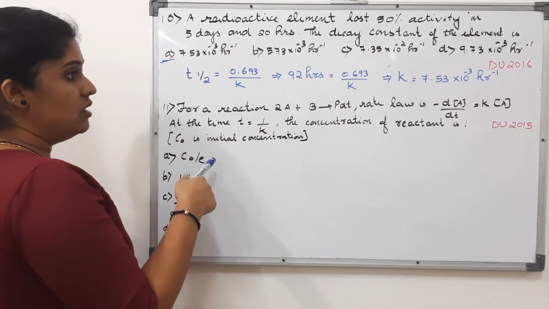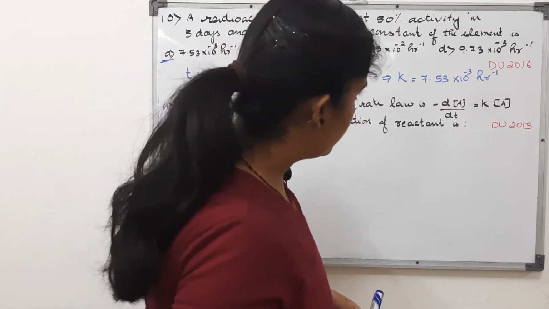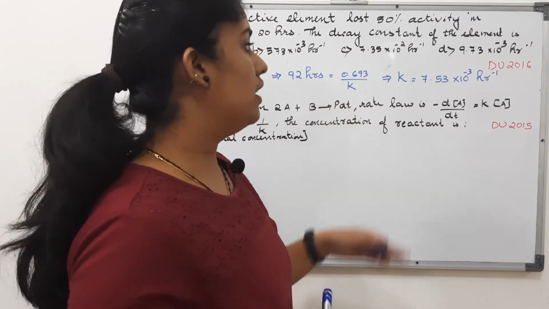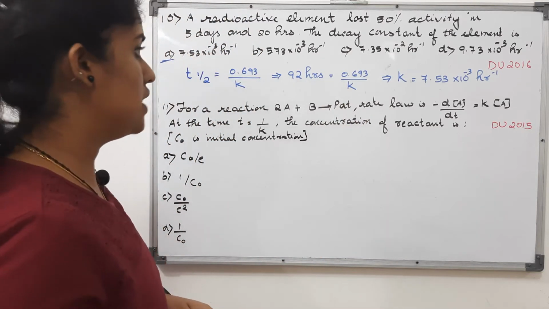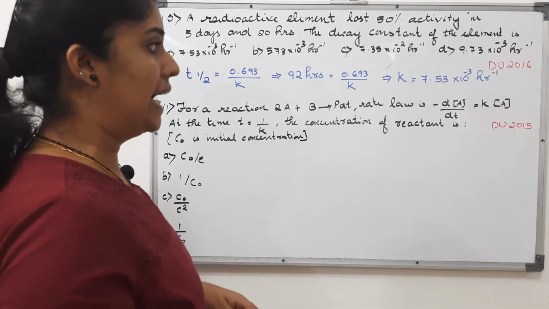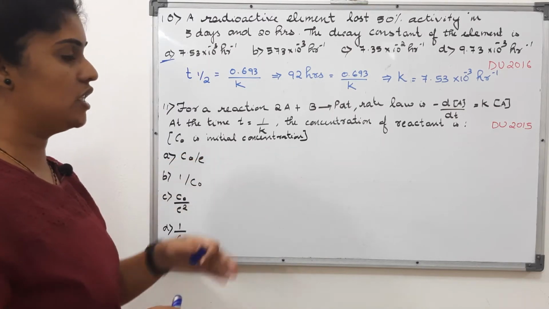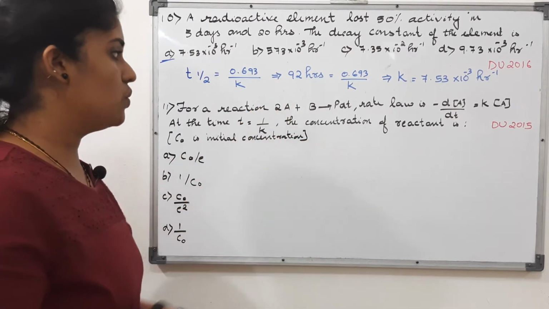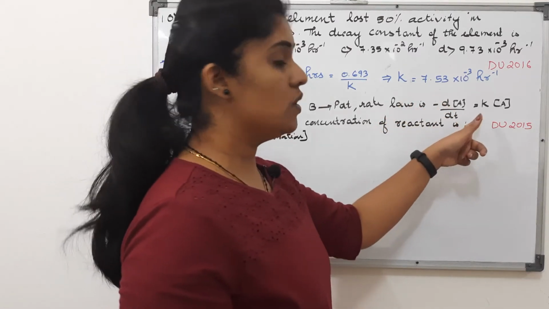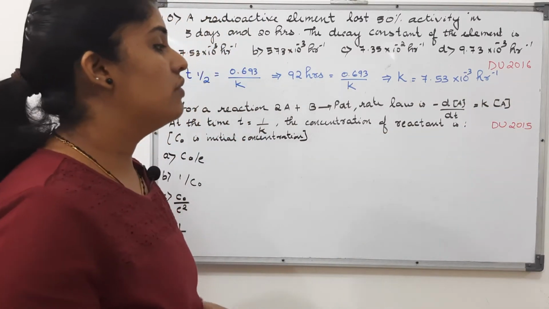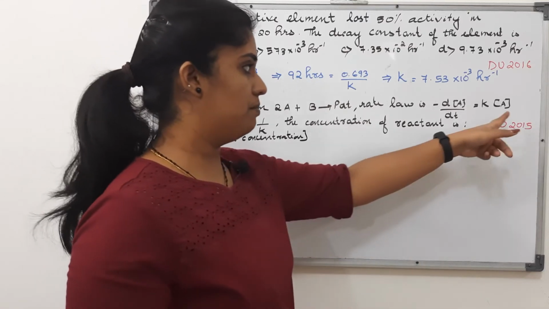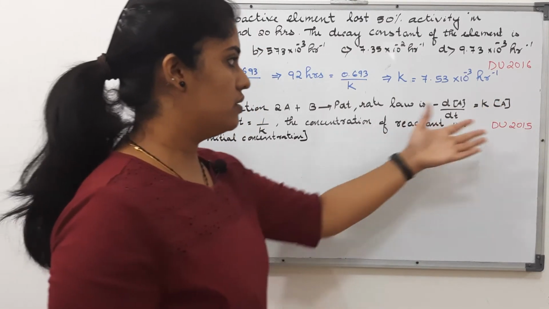Let's look at the next question from DU 2015. Yes, yeah. So it is for a reaction 2A plus B giving rise to products. Rate law is given by minus dA by dt equal to K into A. At the time t equal to 1 by K, the concentration of reactant is dash, and C naught is given as the initial concentration. So they have given an equation 2A plus B is giving product, and they have told that the rate law is minus dA by dt equal to K times concentration of A. And from the rate law, you can find that order of the reaction is 1. It is a first order reaction because the power of A is 1. So order of this reaction is also 1.